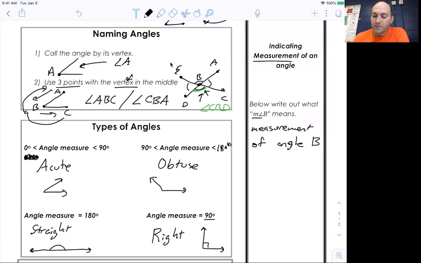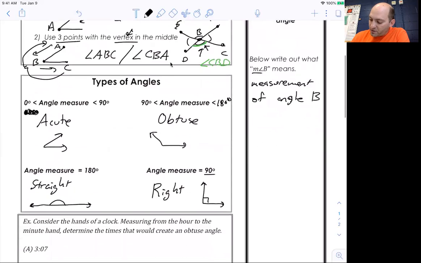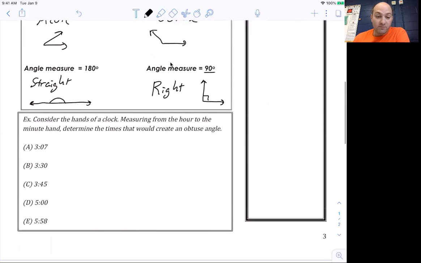All right. So I just have a couple examples I want to talk about in terms of naming these angles in terms of a clock. So hopefully you have access to some kind of analog clock, whether you're at home, look it up online, whatever it takes. If we consider the hands of a clock, measuring from the hour to the minute hand, determine the times that would create an obtuse angle. So we're going to try to find all of them that do that. I'm going to just draw rough sketches.